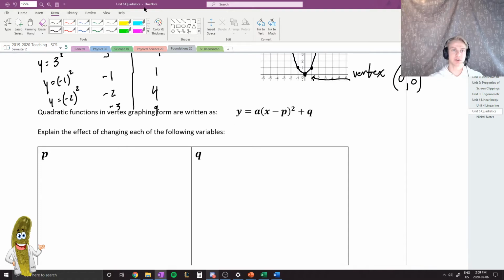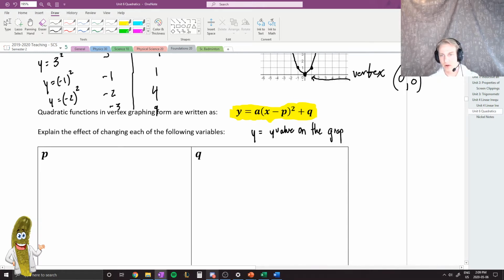So vertex graphing form, that is something that we are going to be using quite a bit more as we traverse through these lessons. Vertex graphing form has to do with this equation here. y is equal to a times (x minus p) squared plus q. And we are going to define what each of these variables are, but in every case, y is just equal to the y value on the graph, and x is equal to the x value on the graph.